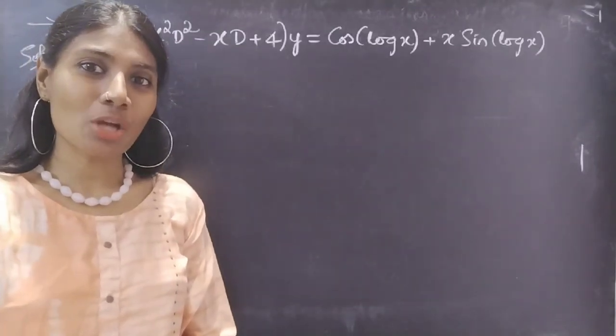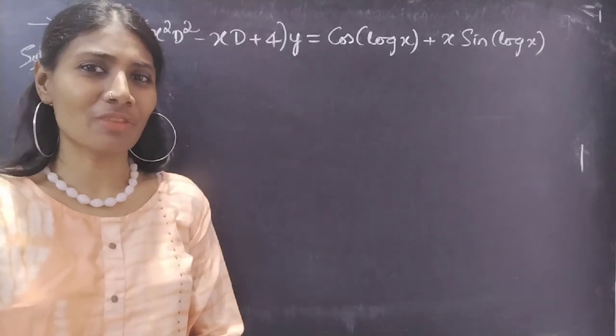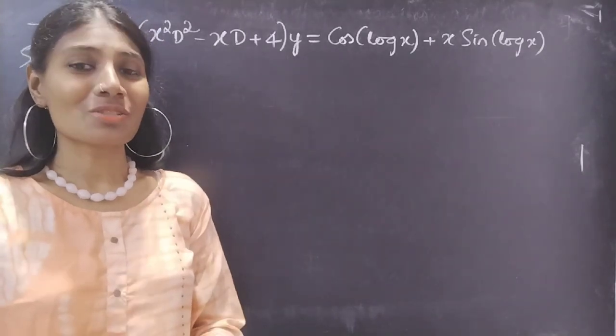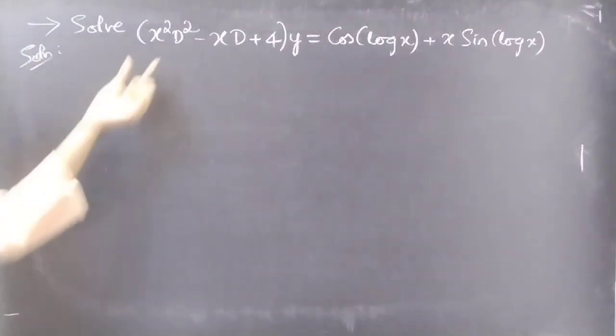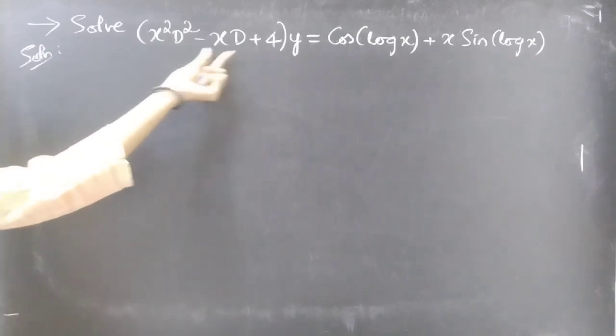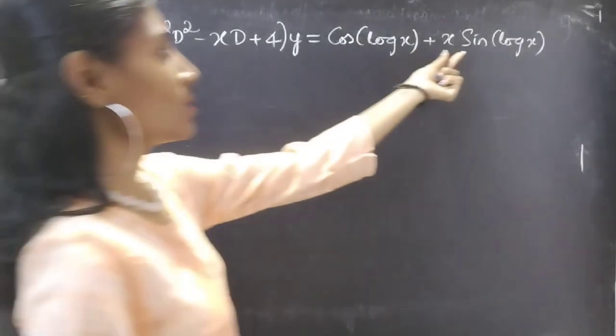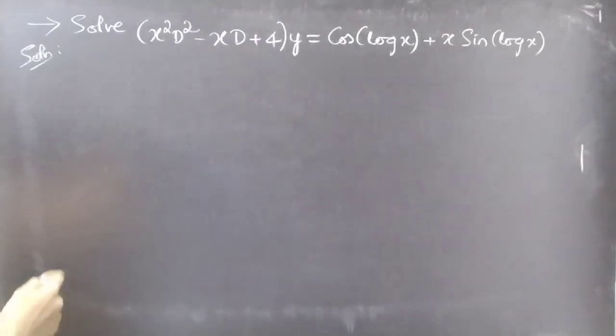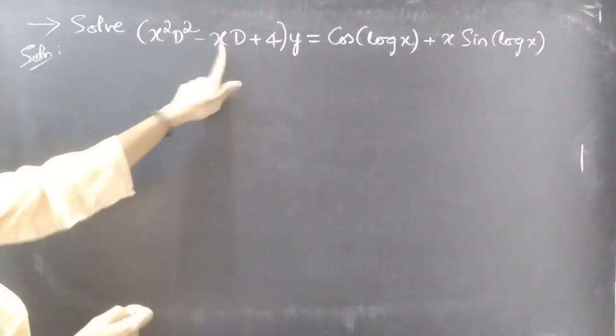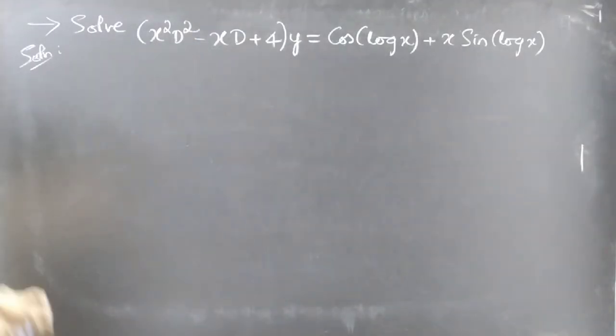In this video, we are going to solve a differential equation from higher order linear differential equation with variable coefficients. So let's get going. Problem: solve (x² D² − xD + 4) y = cos(log x) + x sin(log x). So here we are given a differential equation with variable coefficients. Now we are going to reduce this given equation to a differential equation with constant coefficients by making a substitution.